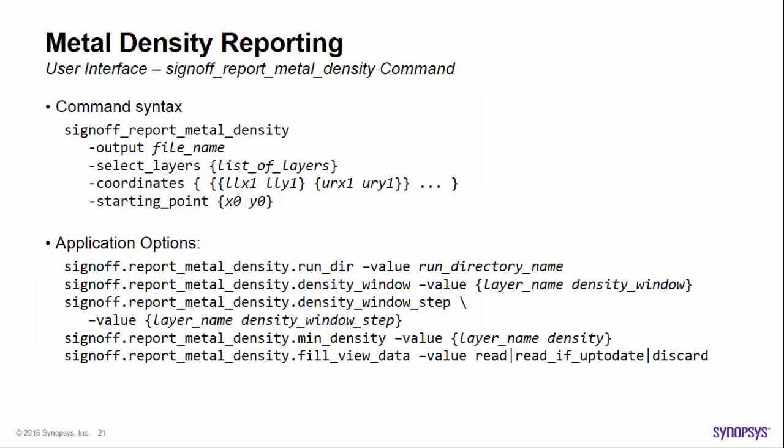User interface. As mentioned earlier, the new command to support this feature is signoff_report_metal_density with the following options: output, select_layers, coordinates, and starting_points. In addition to this command, we have also provided 5 app options for better user control. Please take a moment to go through all of them.